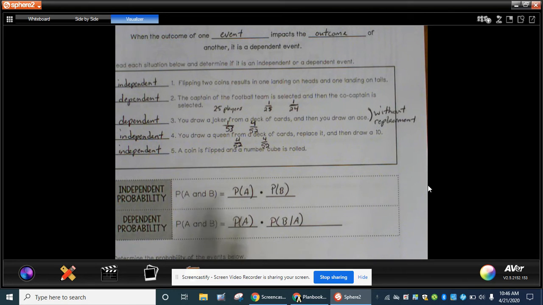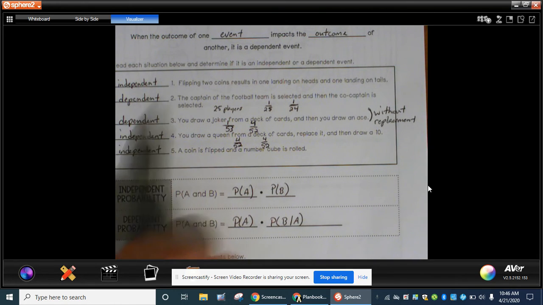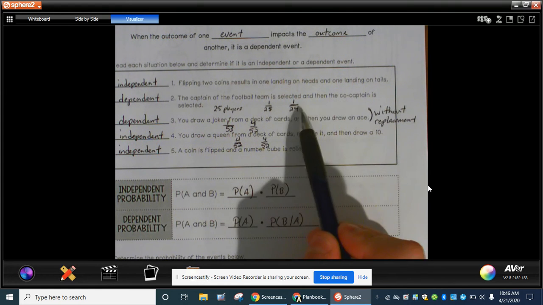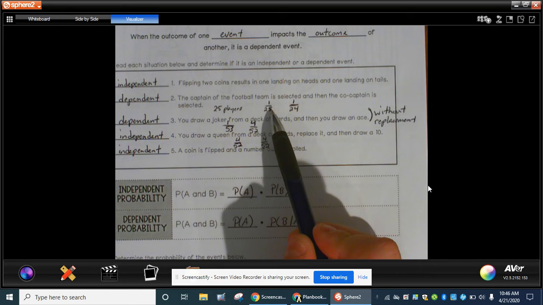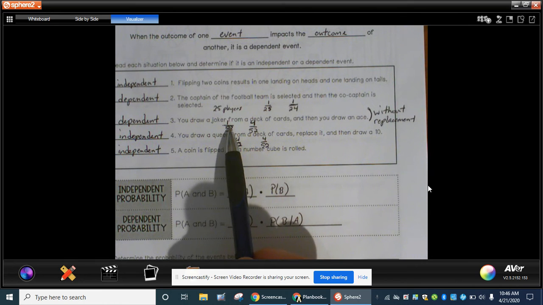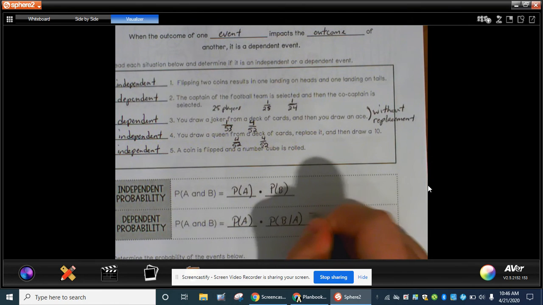Again, this is kind of like these two right here, 2 and 3. The probability of choosing a co-captain is affected by the probability of choosing a captain. Or the probability of choosing an ace is affected by the probability of choosing a joker. Okay? This is known as conditional probability.